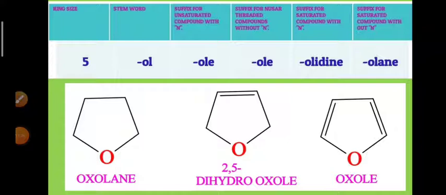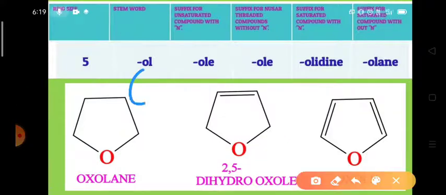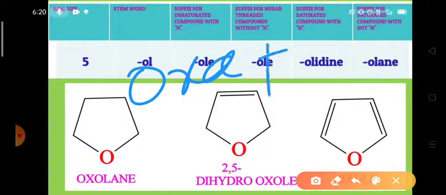Now here we can see some 5-member heterocyclic compounds with the oxygen atom. So as these are oxygen heterocyclic compounds, we would use the word oxa as the prefix. And so we would use unsaturated and saturated, so without nitrogen. Oxa plus, so we without nitrogen atoms, so we have to use this one and this one.